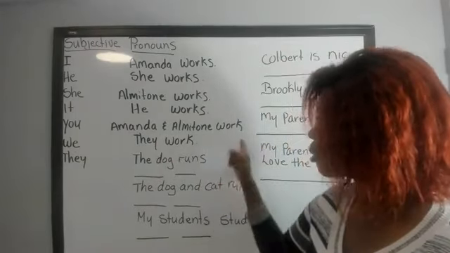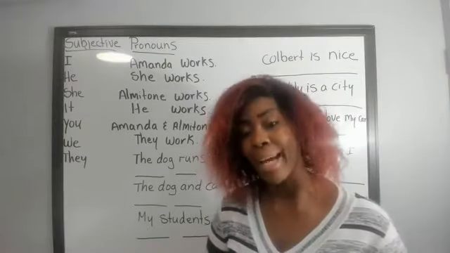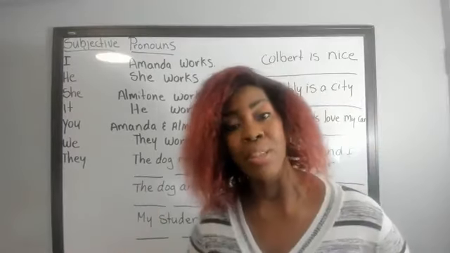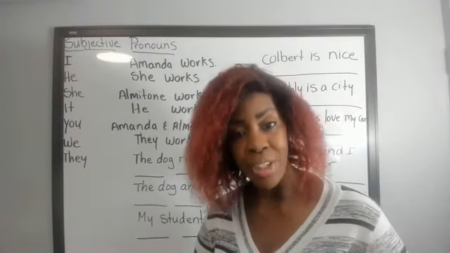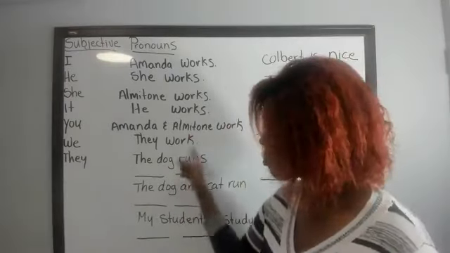Amanda and Almatone work. Now, we're talking about two people right now. So I cannot say she works. I cannot say he works because we're talking about two individuals. So therefore, I have to say they. They work.